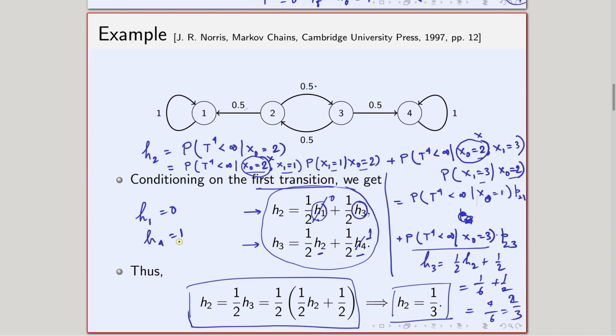So let us try to interpret this result. What does this basically tell us? That if I start from 2, there is a 1 by 3 probability that I will visit the state 4 in infinite time, and once I visit the state 4, I will be there forever. If I start from 3, there is a chance of 2 by 3 that I will be in state 4 and I will be there forever.